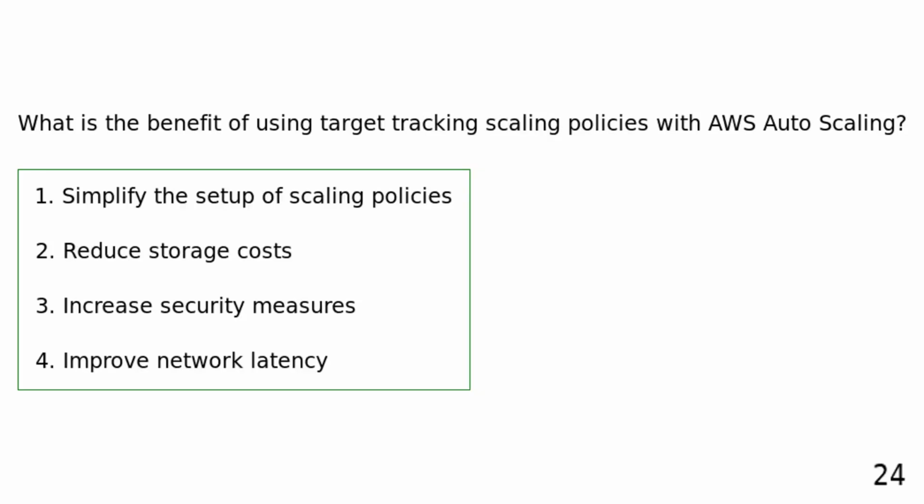What is the benefit of using target tracking scaling policies with AWS Auto Scaling? Simplify the setup of scaling policies. Reduce storage costs. Increase security measures. Improve network latency.